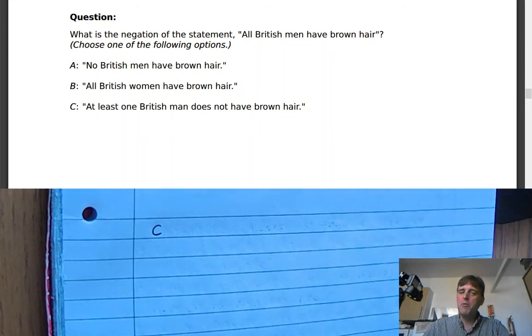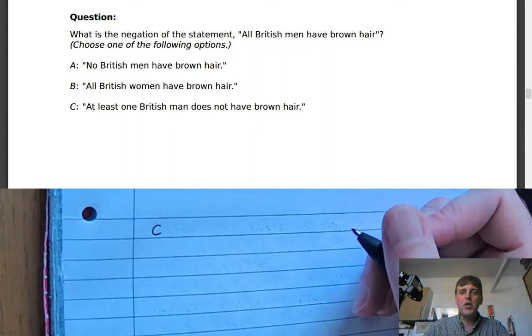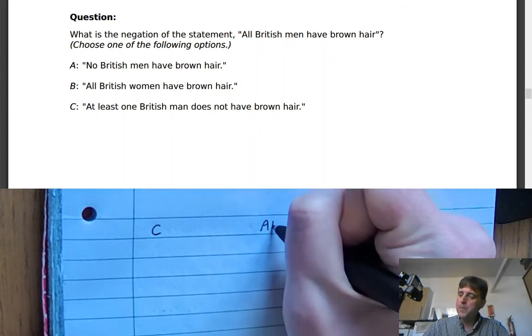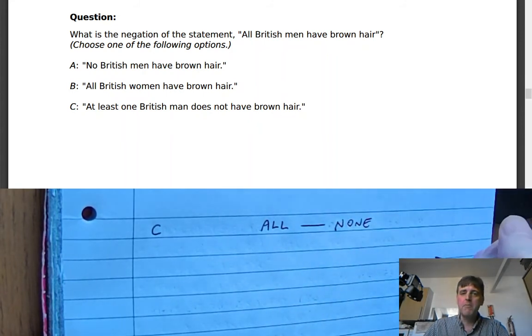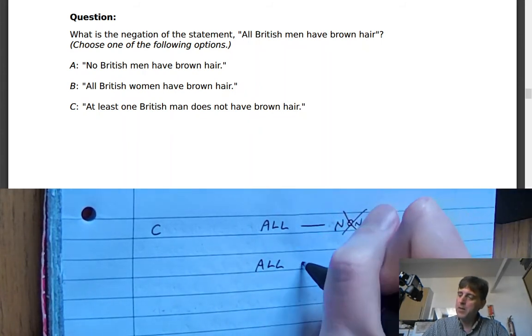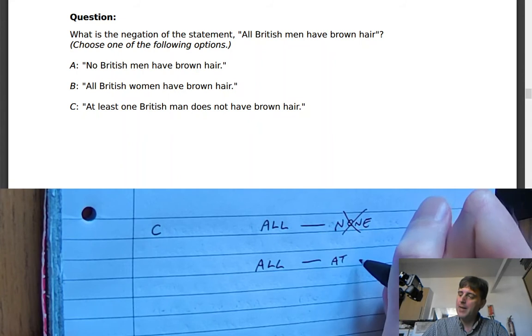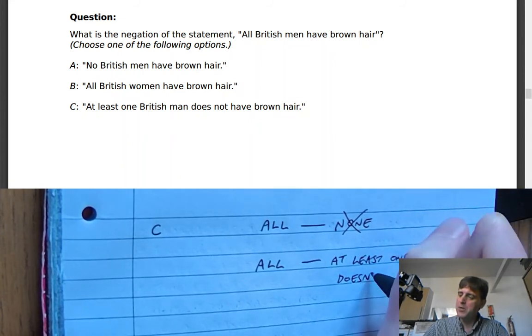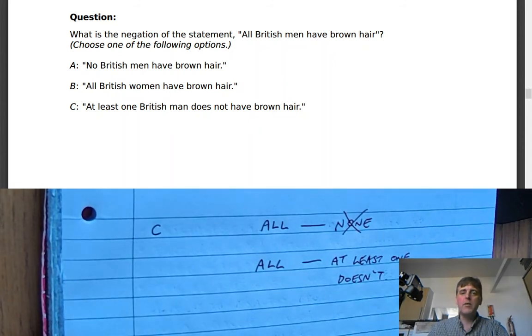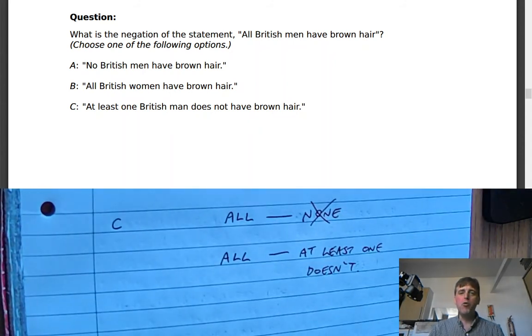So one thing which is really, really important to recognise when you're trying to find the negation of a statement is that the word all does not become none in our negation statement. The word all here turns into at least one doesn't. Hopefully that makes sense. So in our example here, we're not saying that the opposite of all British men have brown hair is no British men have brown hair. We're saying that the opposite is at least one British man doesn't have brown hair.